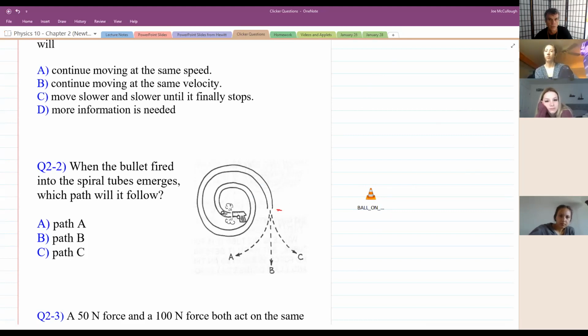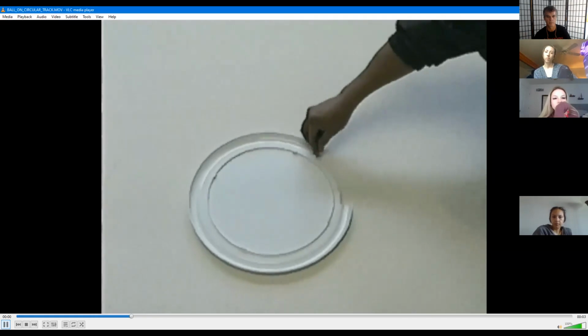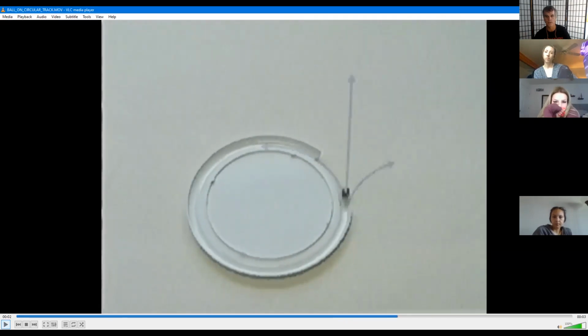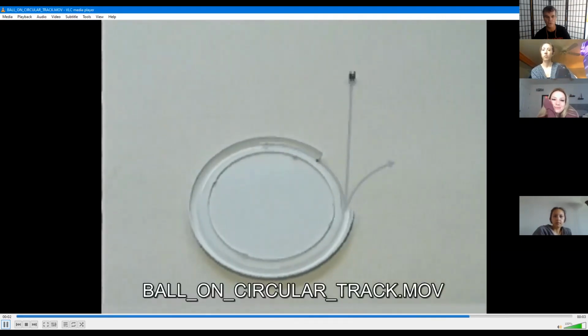Let's do a new share. Okay, so this is basically the same setup. We've got a ball here, a little track here, but then once it gets here, we want to know what happens. Which path is it going to take? Let's play that one more time. B.